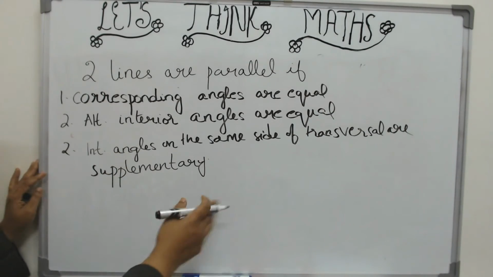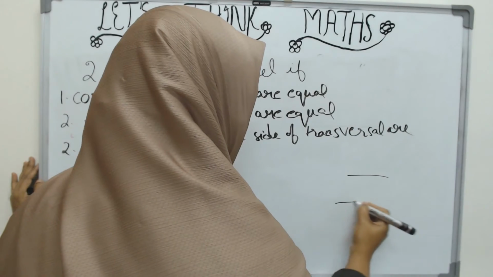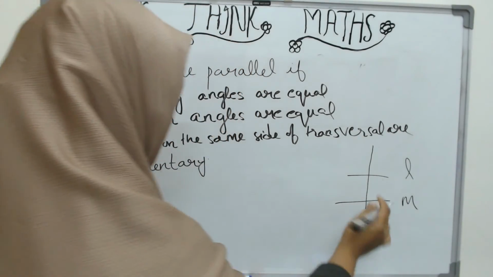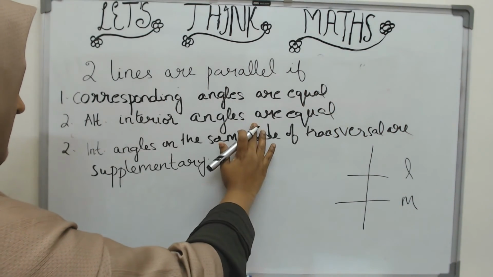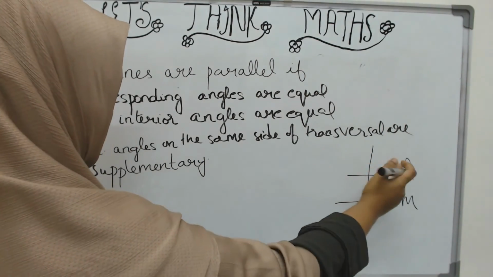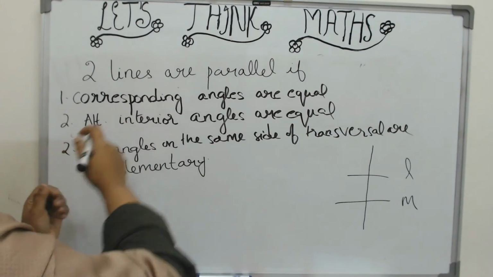Now so far what did we see? We saw that if there are two lines which are parallel and a transversal cuts them, the corresponding angles are equal, the alternate interior angles are equal, and the interior angles on the same side of the transversal are supplementary. Now it works the other way around also.